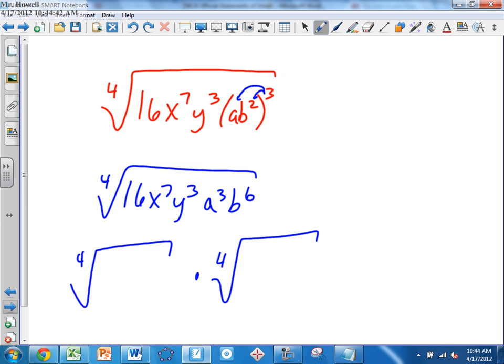What do I do with the 16? Is that reducible? Is there a 4th root of 16 we know? It's 2, isn't it? So let's put the 16 over here with the reducing part. Now, x to the 7th. It's either x to the 1 and x to the 6, x to the 2 and x to the 5, x to the 3 and x to the 4, x to the 4 and x to the 3, and so forth. That's all I can break it up into.